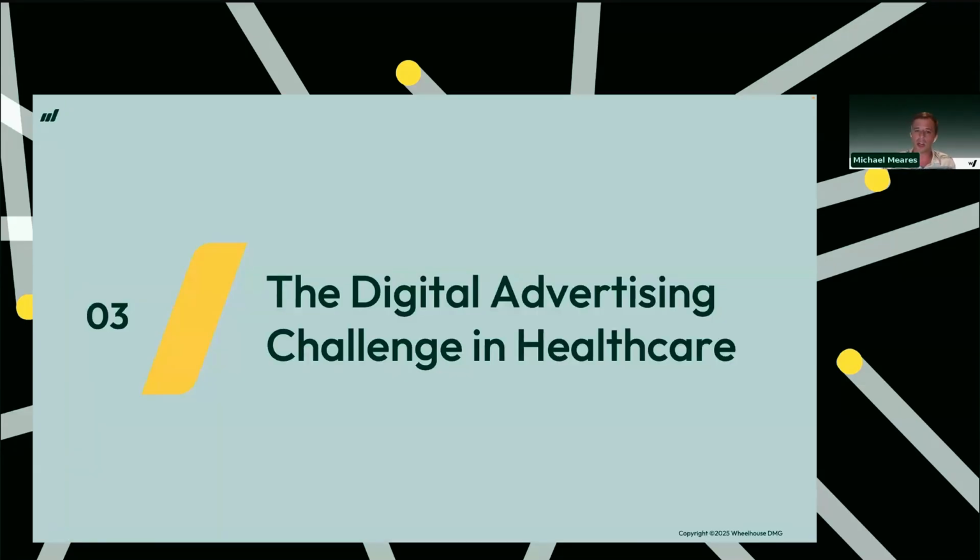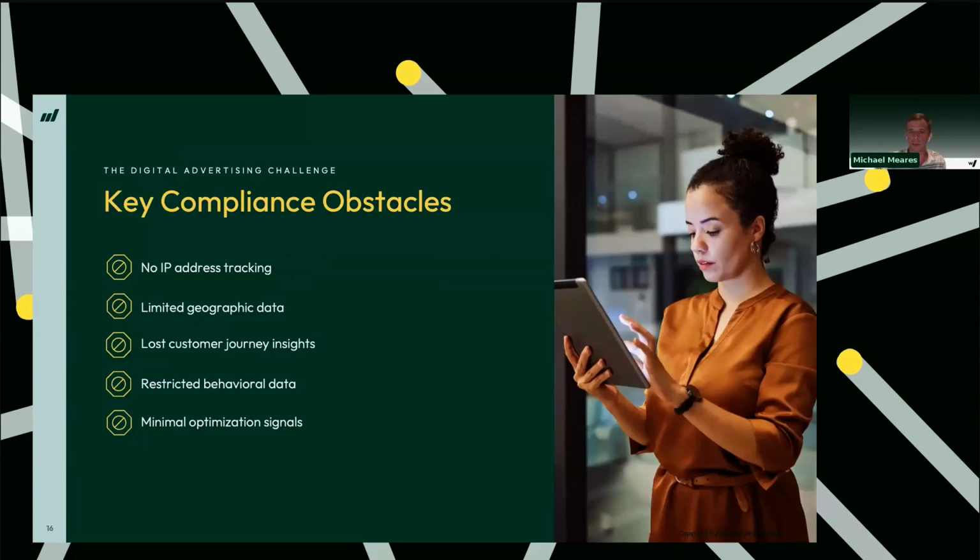So now that we're on the same page on our types of data and the differences between them, let's dive into the challenge itself. There's a couple key obstacles here when it comes to compliance. The theme with all of these is that there's just less data being able to be fed back into the platforms. So no IP address tracking, limited geographic data, lost customer journey insights, restricted behavioral data, and all of this leads into minimal optimization signals.